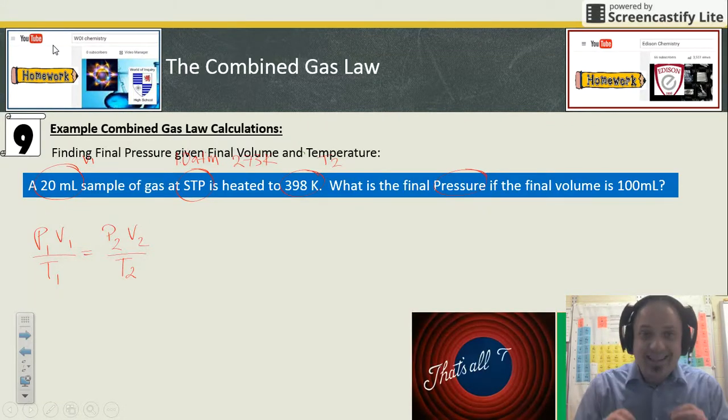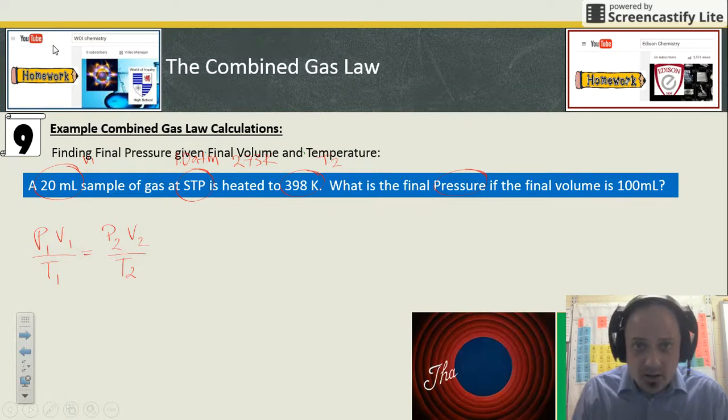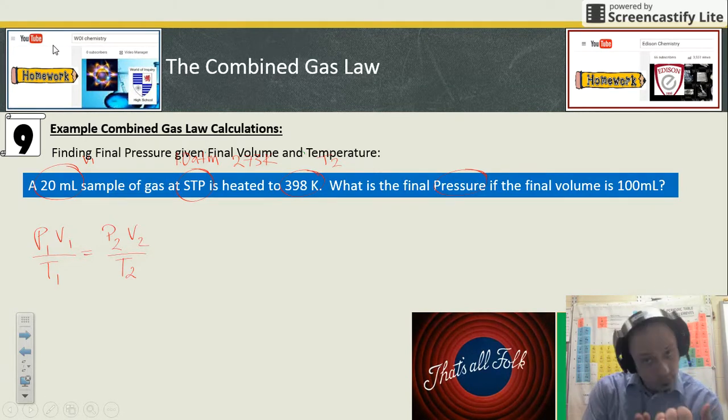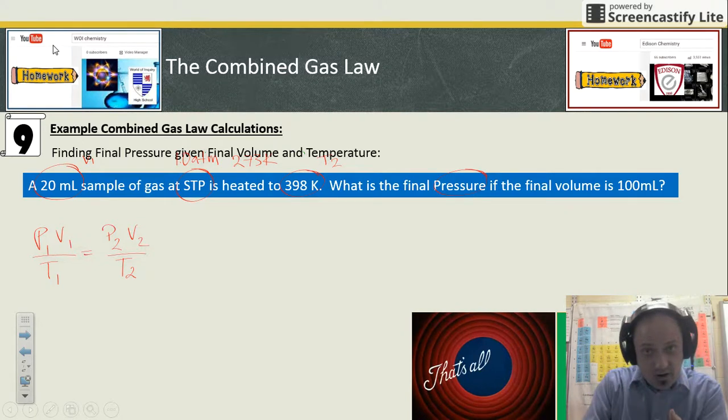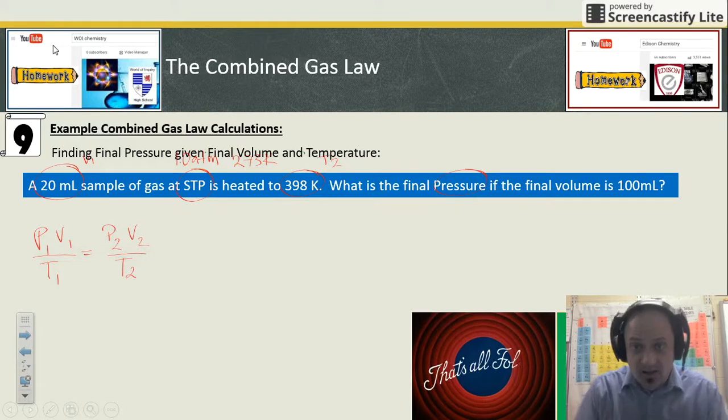Okay, this combined gas law, I know it's going to be a stumbling point because of algebra and reading the problems to find the variables. Okay, that's why there's plenty of practice on it. It's the last lesson in the whole unit.